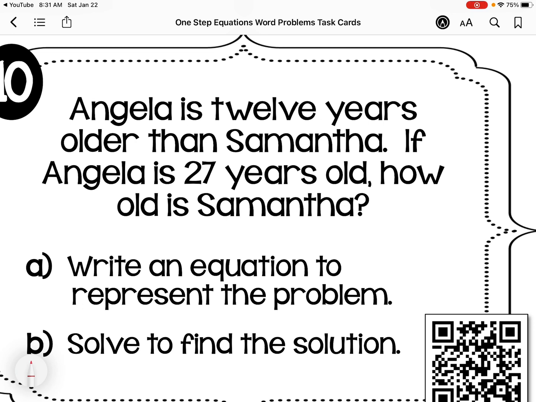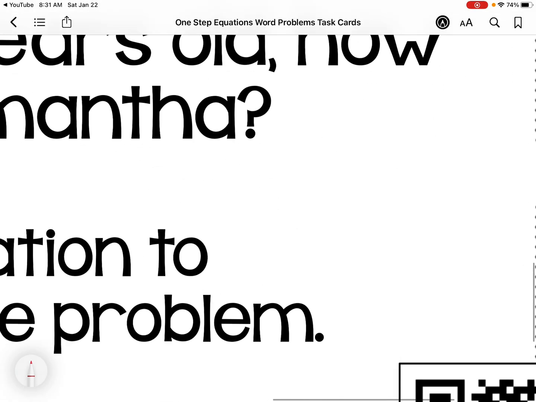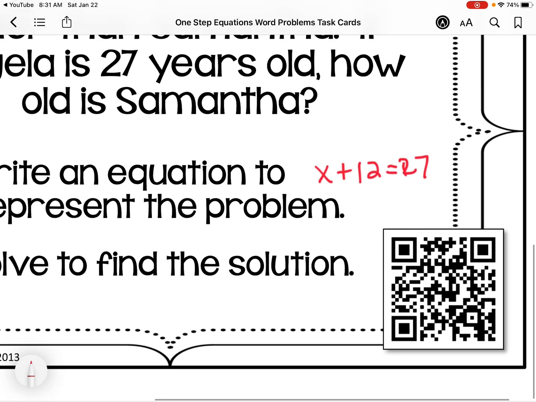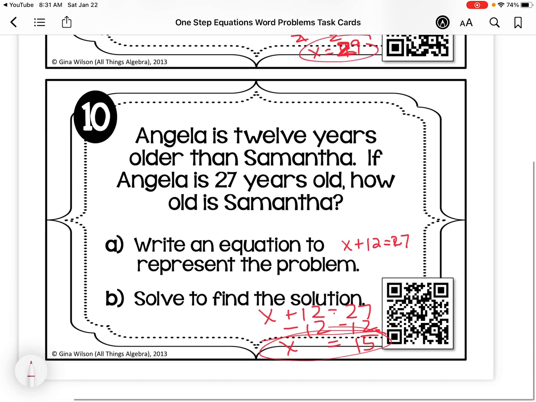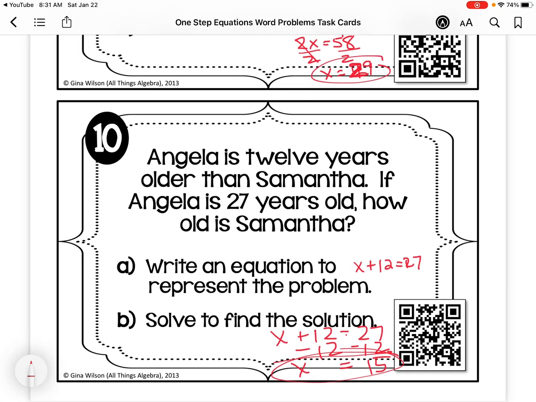Angela is 12 years older than Samantha. If Angela is 27 years old, now how old is Samantha? So x plus 12 equals 27. So x equals 27 minus 12. X equals 15. So let's make sure that works. Angela is 12 years older than Samantha. If Angela's 27, how old is Samantha? Yep. So Samantha would be 15.